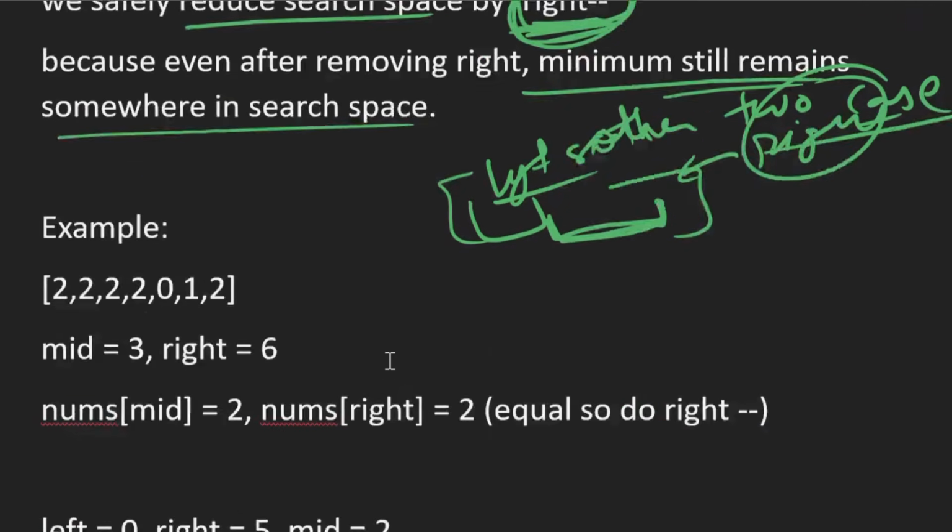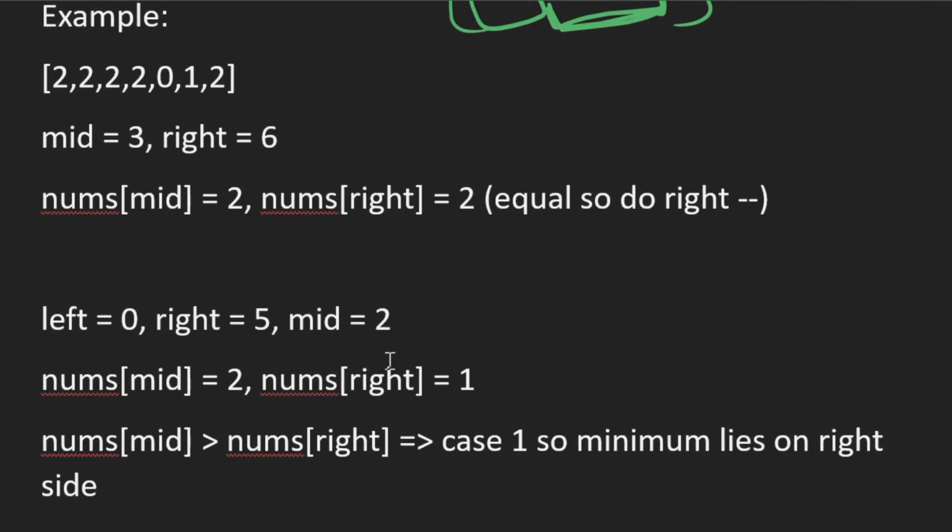So let's solve this example. First, mid is equal to 3, right is equal to 6. Mid is 3, right is 6, and nums of mid is equal to 2, nums of right is equal to 2, and both are equal.